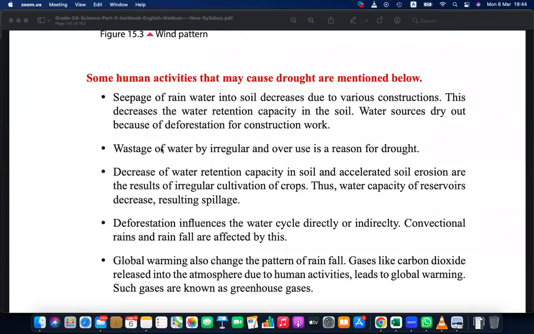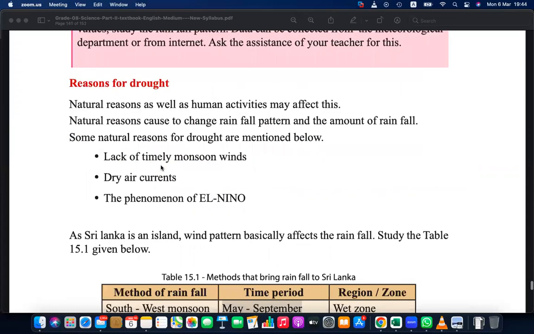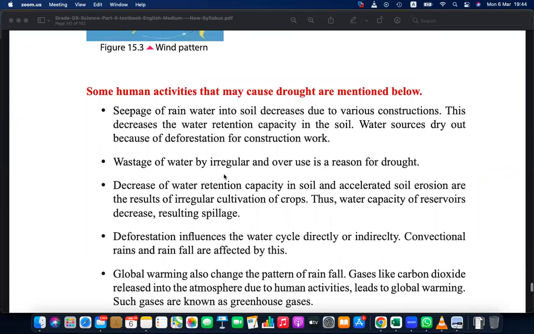Anyway, other than this El Nino situation, other than the wind pattern, other than these convectional rains or monsoons and dry air, even human activities can cause drought. Wastage of water, deforestation, basically cutting the trees, right? Decrease of the water retention can be due to various constructions and not having enough water collection methods. Rainwater collection methods were there in ancient Sri Lanka, like tanks and all, but nowadays those are not used properly. Due to those reasons, the drought can be high.